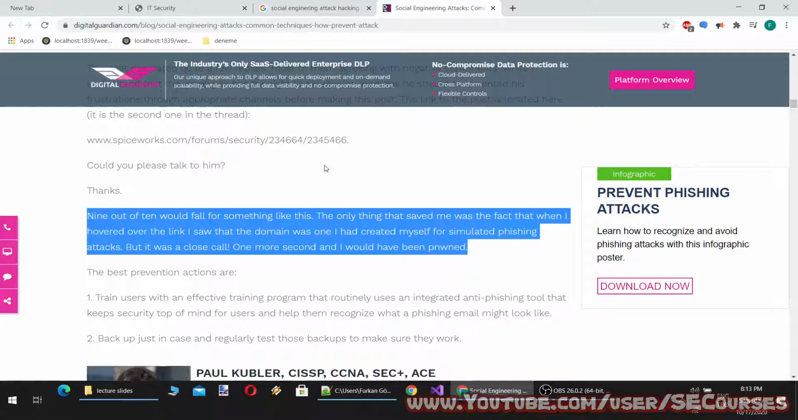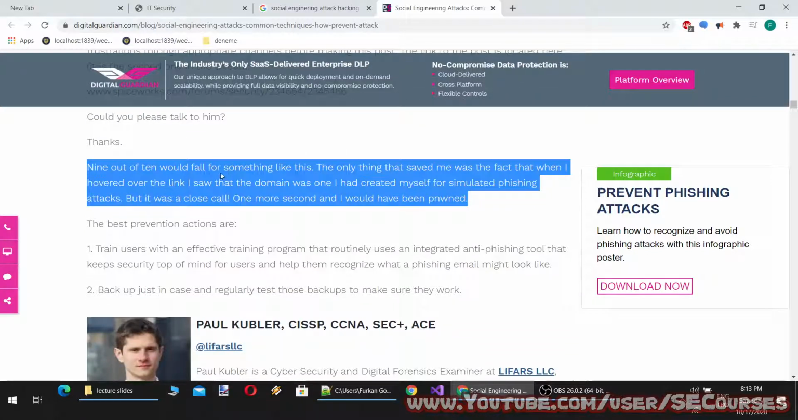Nine out of ten would fall for something like this. The only thing that saved me was the fact that when I hovered over the link, I saw that the domain was one I had created myself for simulated phishing attacks. But it was a close call. One more second and I would have been pwned. So how did he understand that this was phishing?